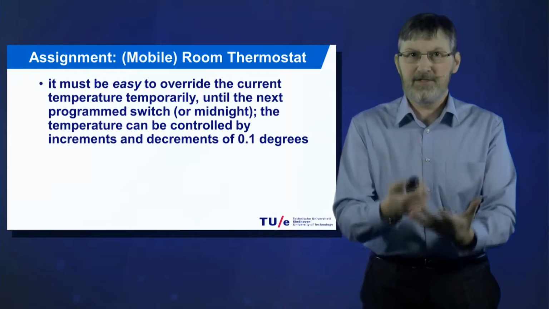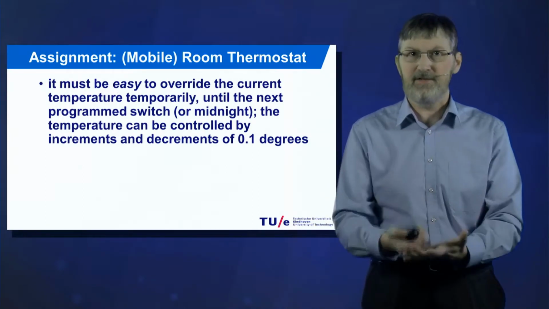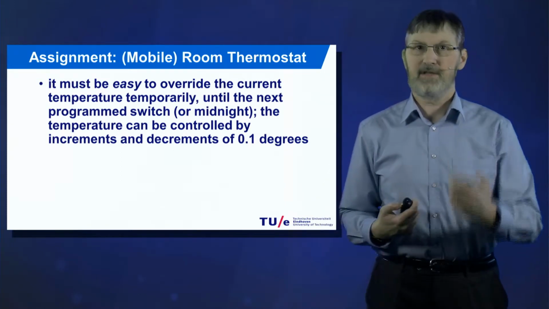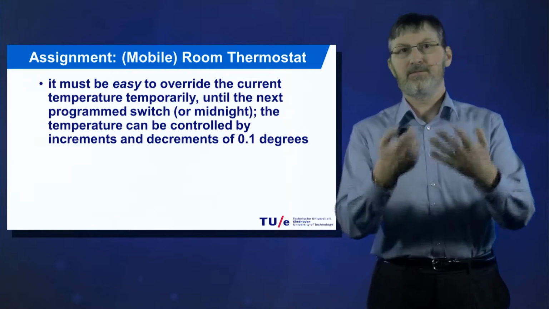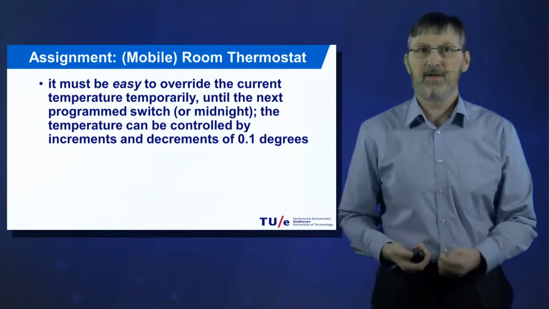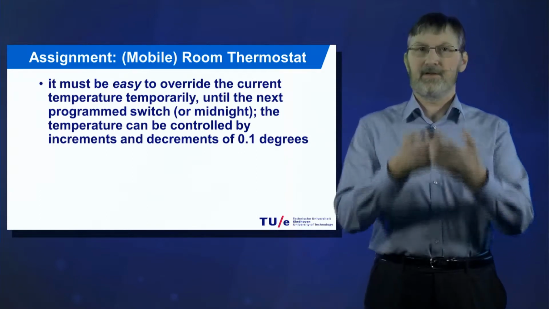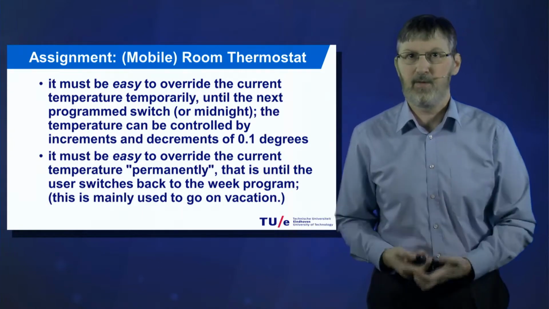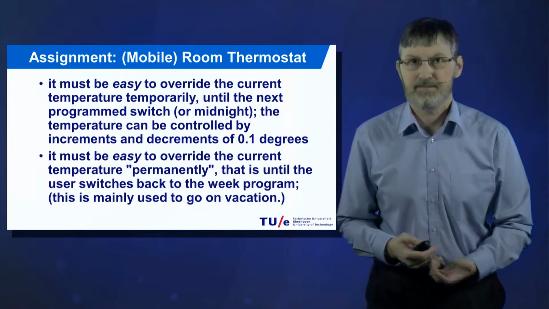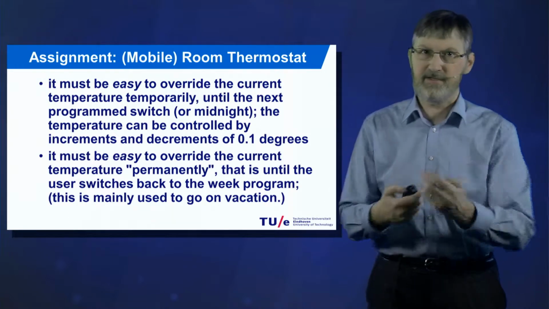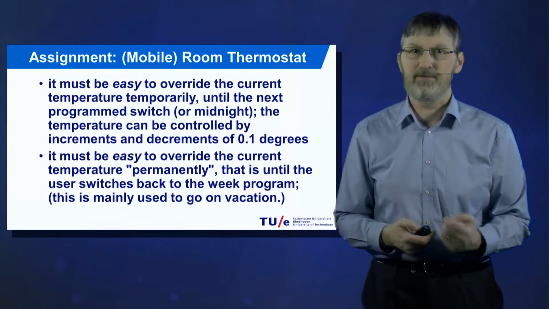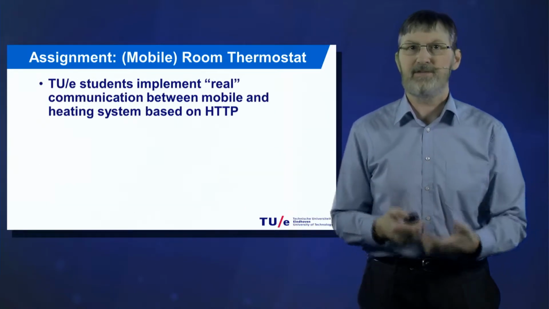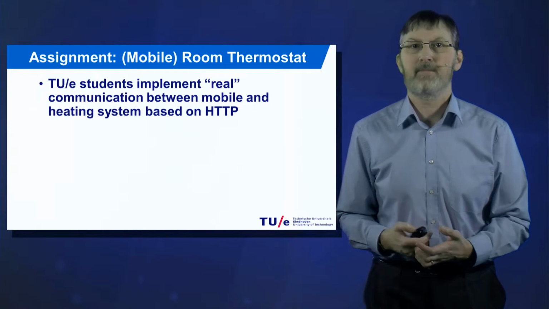Now, use your imagination to make it easy for users to override the temperature temporarily, that is until the next switch, or to go on vacation and set another temperature. Each time the temperatures are set in increments of 0.1, so 1/10 of a degree. Vacation setting must be easy to enable and also to return from vacation. Use your imagination to come up with interface elements that make it easy.